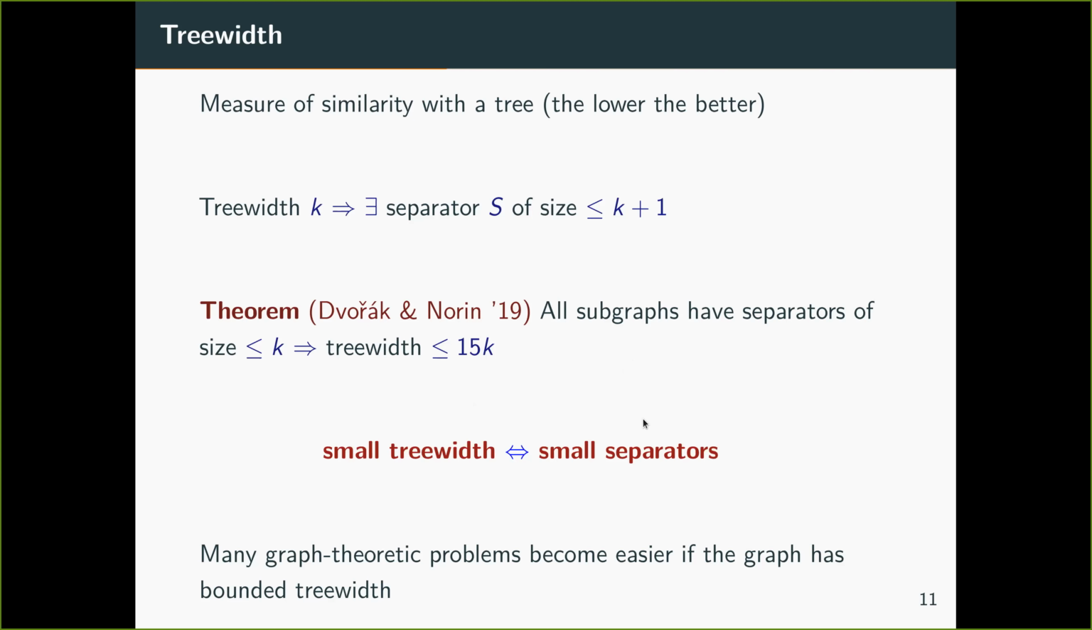And this is really useful because, as we have seen, if you have very small separators, then you have small perfectly balanced separators, and then you have very good universal graphs with a near linear number of edges. So that's why bounded tree width is interesting in this case. Bounded tree width graphs essentially behave like trees.